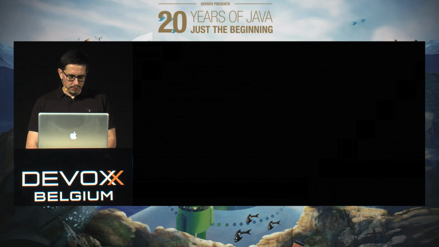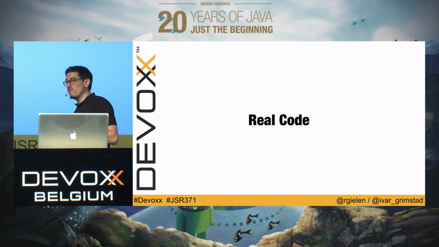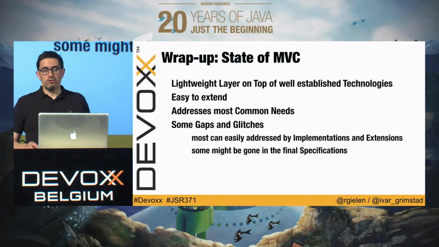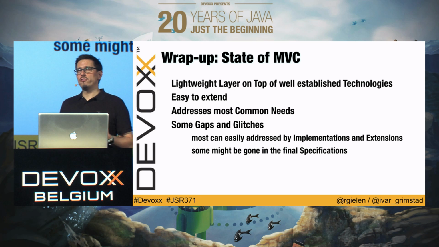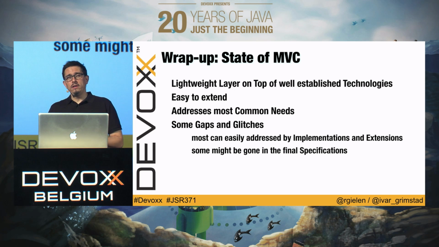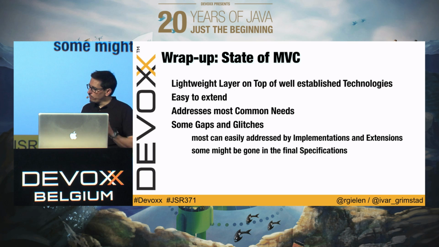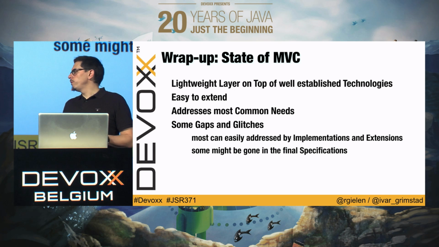Yeah, here. They've done a really good job with what they've done so far, and they made really good decisions, jumping on the bandwagon of using Jersey and having so many things solved already. So it's really lightweight, easy to extend, and the common needs are quite well addressed. I would say it is a really good first shot, and there are some glitches left which can be addressed by the people using it, and I think we will see some things before the final draft is released.